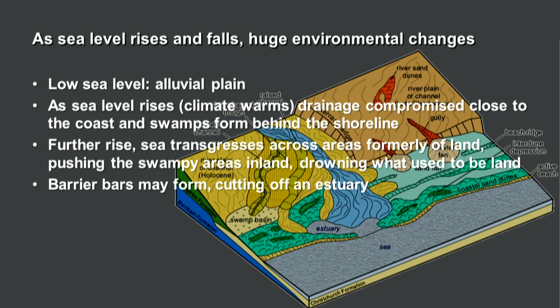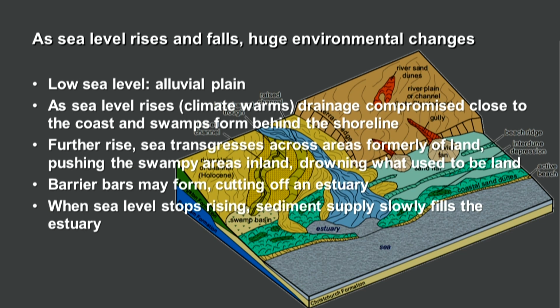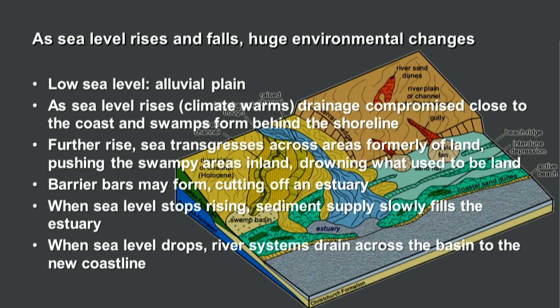At the same time, as sea level stabilises, sediment flow is coming along the shorelines, and it can form these barrier bars around the outside of an estuary. And then slowly, when the sea level stops rising, the materials coming into that estuary from the rivers rapidly infill the estuaries.